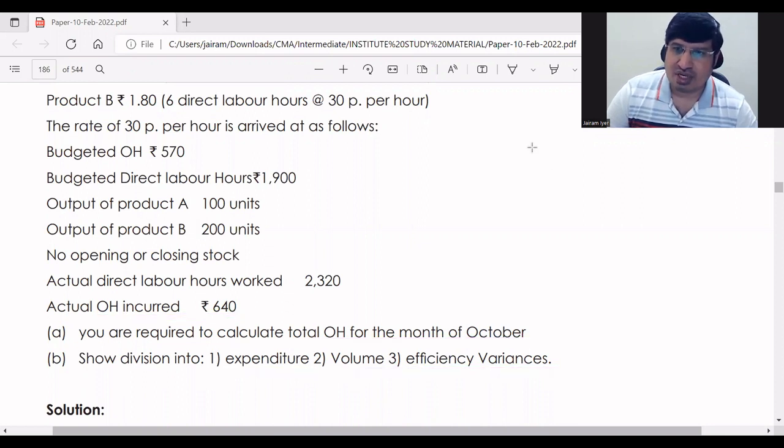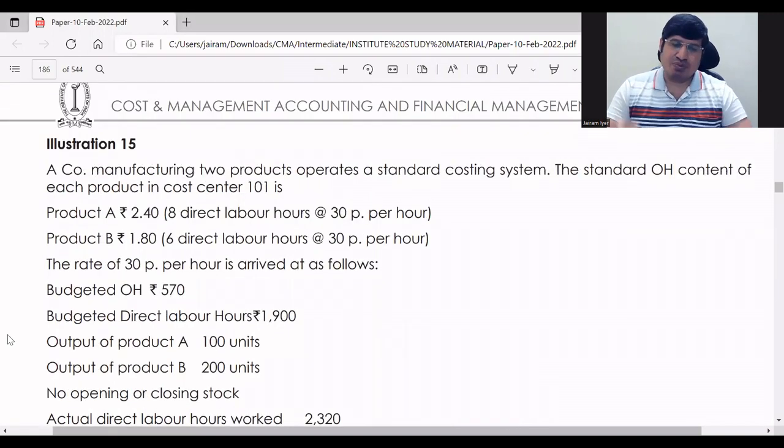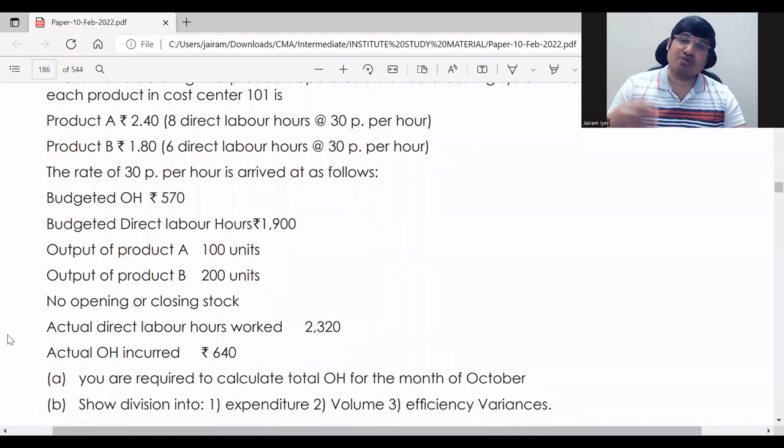Okay, so let's now again go and prepare the table first. So the problems will be like this only. Okay, in your paper, whatever problems will come, it's going to be like this only, like it is framed in the study material. So just get used to it. Just do these problems 2, 3 times, 4 times. So you get used to it.